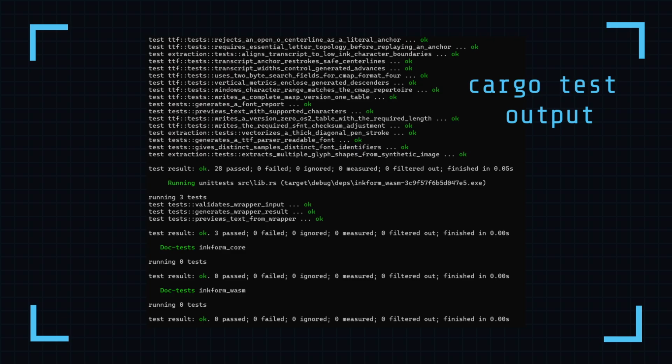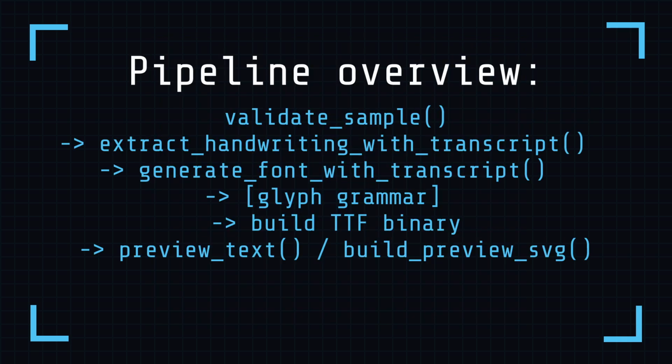Most of the Rust test suite runs as plain cargo tests with no WASM runtime involved. So when you upload a photo, here's the actual sequence of Rust function calls that run in order. First, you have validate sample, and then you have extract handwriting with transcript. That goes into generate font with transcript. Then you have the glyph grammar component, and then you build TTF binary. That feeds into the preview text function and build preview SVG function.